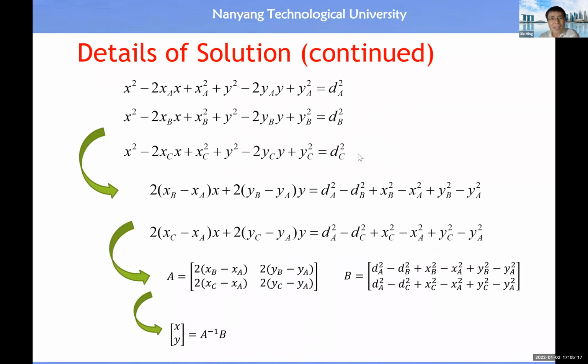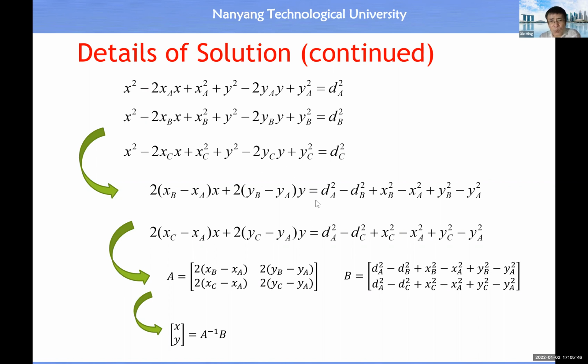Then we expand these three equations. Then we let the first equation be subtracted by the second equation. In this way, we will cancel out the x squared, y squared, and then we obtain this equation. Similarly, we let the first equation be subtracted by the third equation. In this way, we cancel out the x squared, y squared. Then we have this second equation here.